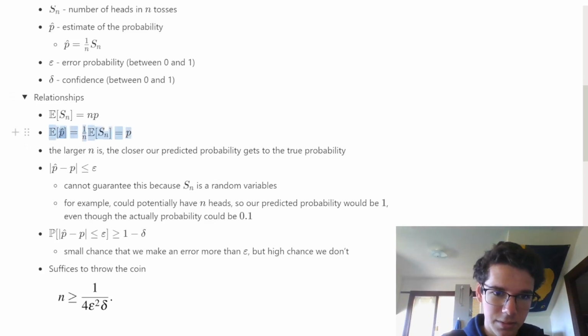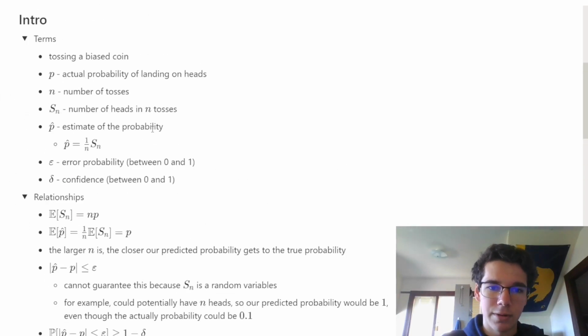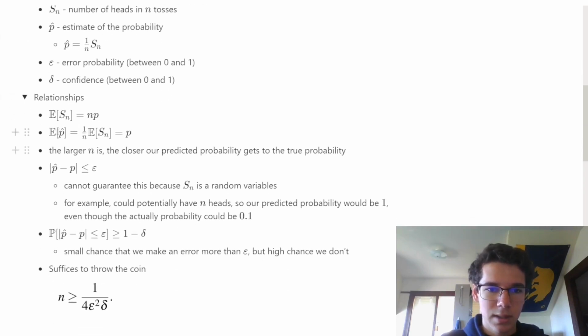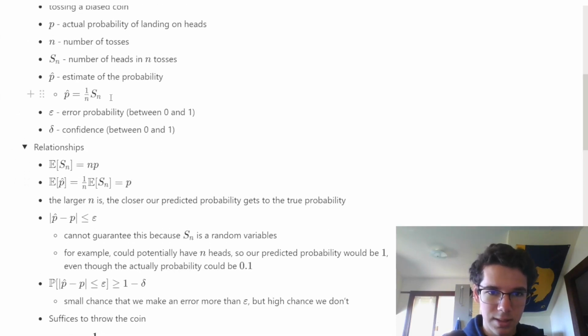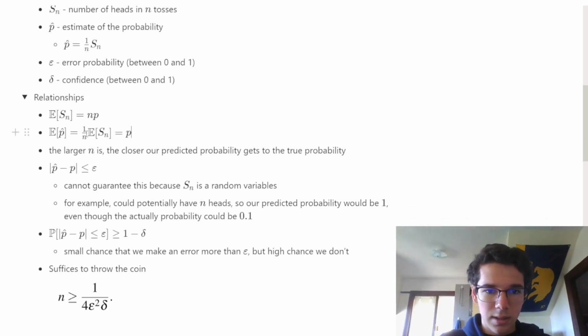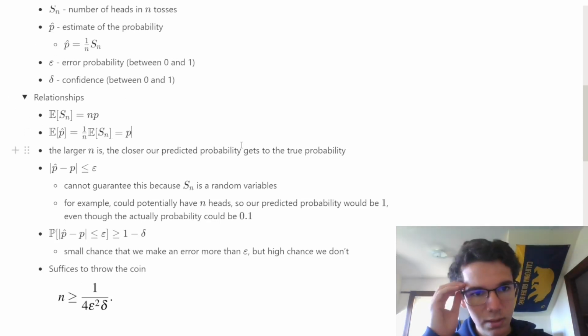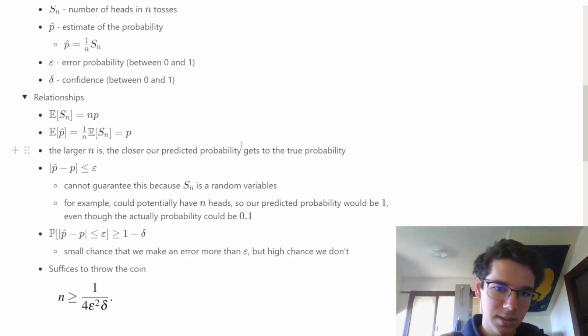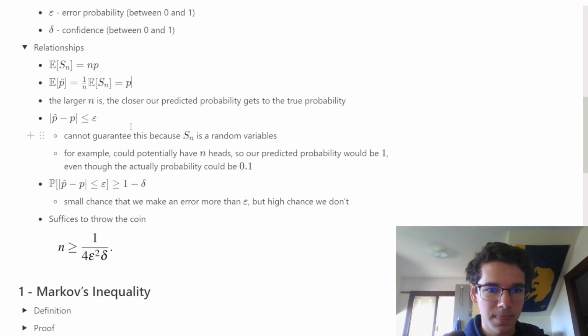Now we want to know what is the expected value of our estimated probability. We're essentially just going to substitute in this equation. We can take the constant out, and we just get the expected value of S sub N. We know that the expected value of S sub N is equal to N times P, so N times P over N is just equal to P. So the expected value of our estimated probability is equal to the probability.